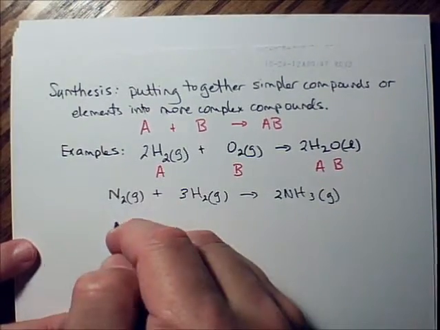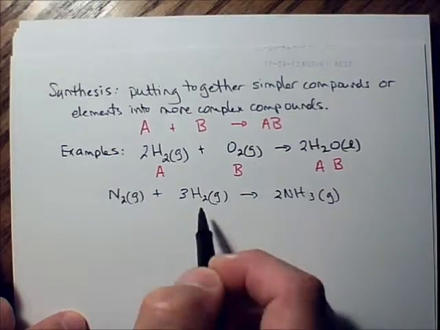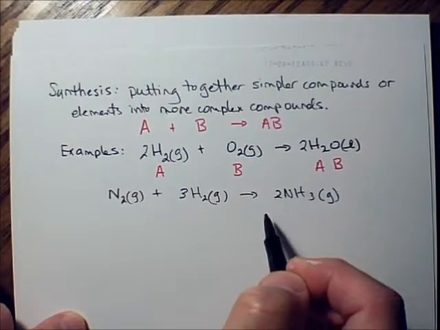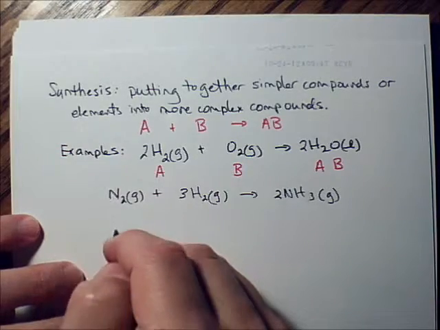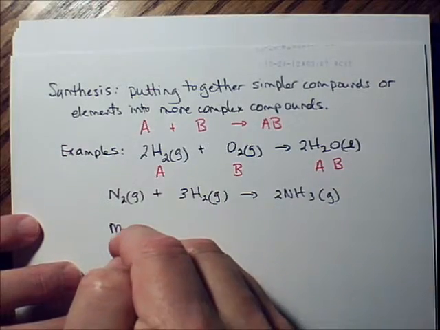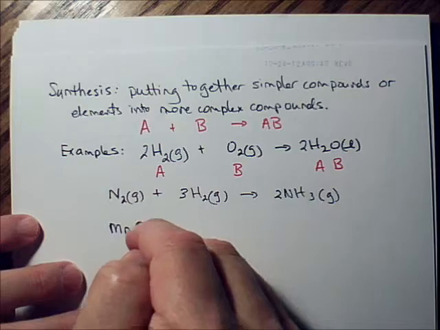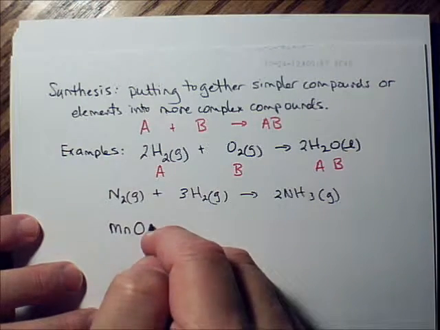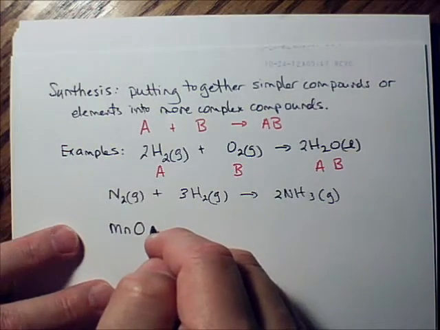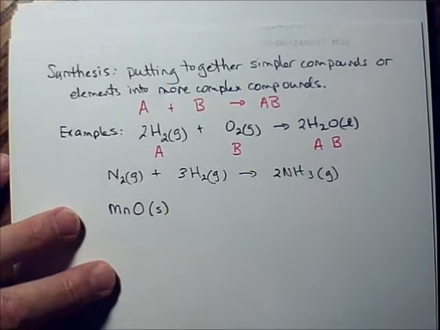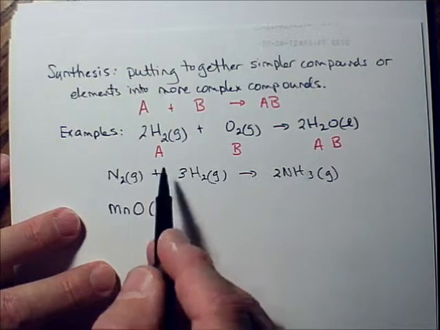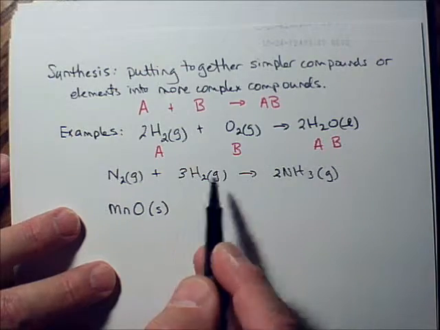And one more example. Since I just put together 2 elements to make a compound, I want to do something with a couple of compounds here now. We'll put together a couple of simple compounds. MnO, that's manganese oxide, manganese 2 oxide. This is all synthesis, yeah. Well, I hope you can see that it's AB and AB and AB now.